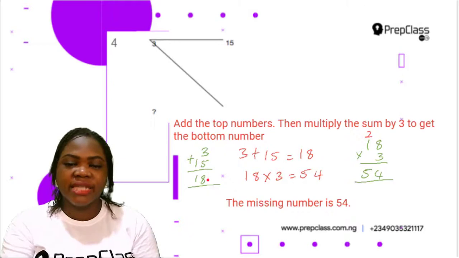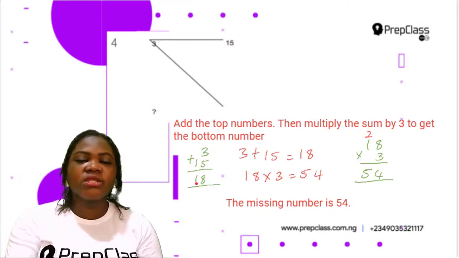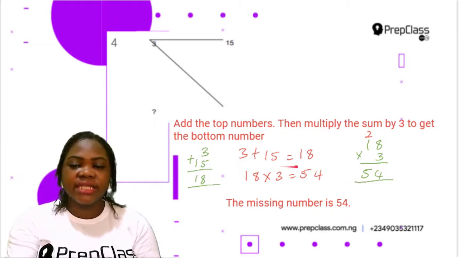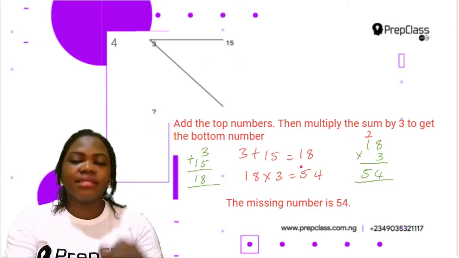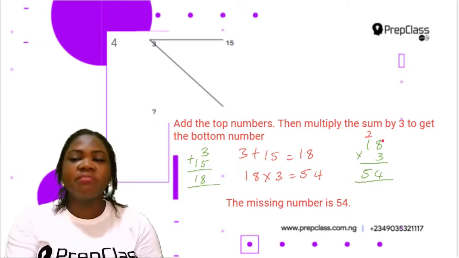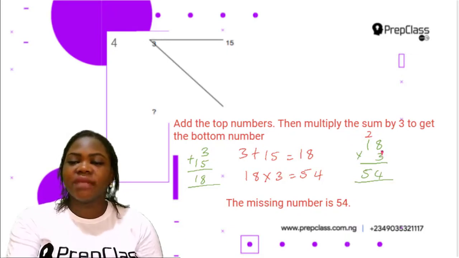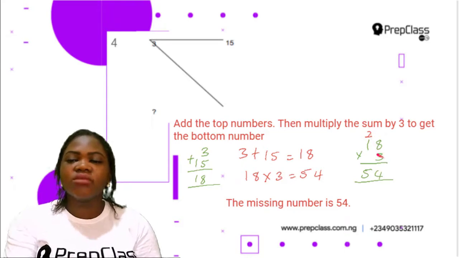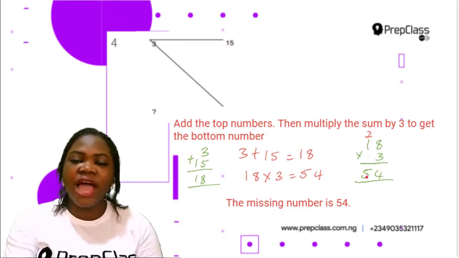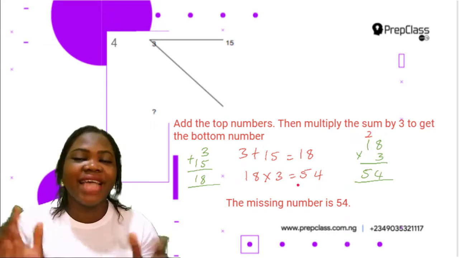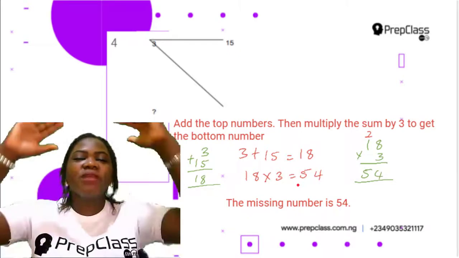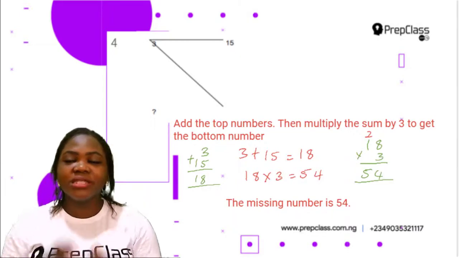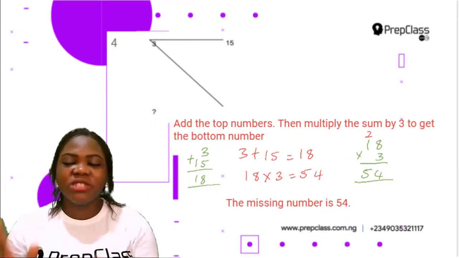3 plus 5 is 8. Then 1 plus nothing is 1. So the answer is 18. So the sum of 3 and 15 is 18. Then now we multiply that sum by 3. 18 multiplied by 3. So 3 times 8 is 24. Write 4, carry 2. Then 3 times 1 is 3 plus 2 is 5. So this means that the answer is 54. So when we add the two top numbers and multiply by 3, we get 54. So the missing number is 54.